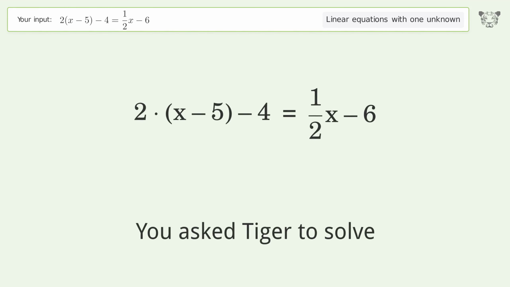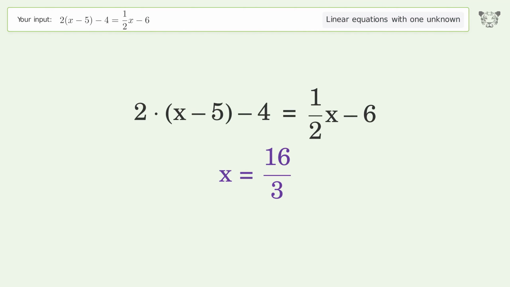You ask Tiger to solve. This deals with linear equations with one unknown. The final result is x equals 16/3. Let's solve it step by step.